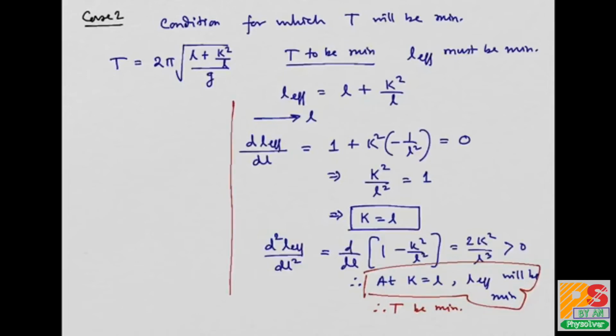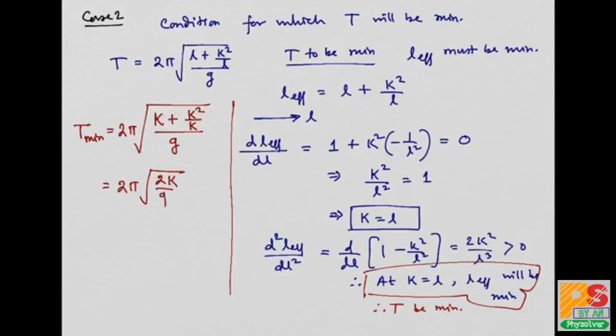Therefore, what will be the minimum value of T? It would be minimum when L equals K, right? L equals K, so I put K here in place of L. So K square by K, divided by G. So T minimum is 2 pi root over 2K by G. Now this is the formula for T minimum.